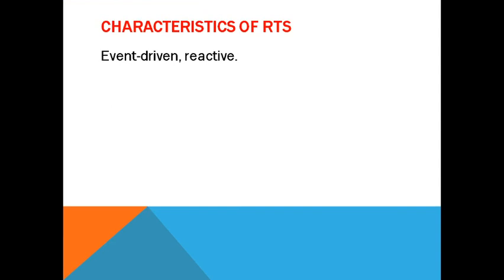Now, characteristics of real-time systems. The first characteristic of a real-time system is event-driven and reactive. Means if I click the mouse, at that time I get a reaction from the PC. That time I can say it is event driven. Means if we switch the button, the particular light will turn on or off. Means it is reactive. For every action there is a reaction.